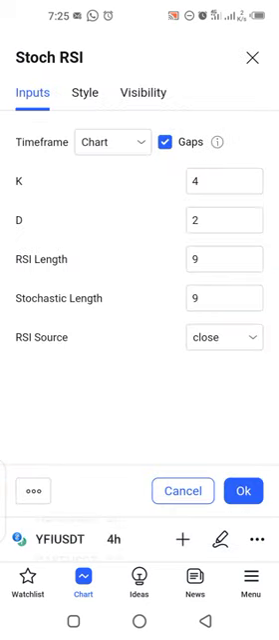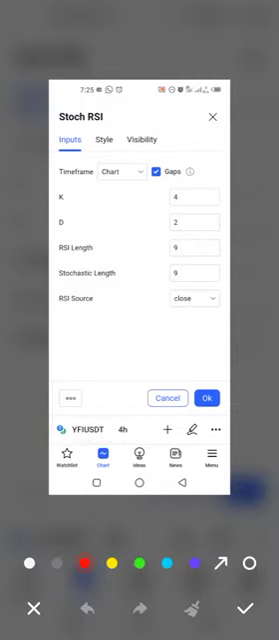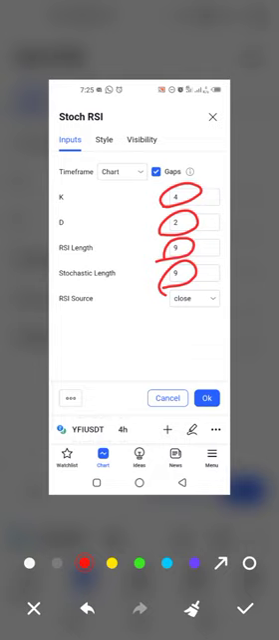The first part of setting up our indicator is to look at these basics. Here where you find a 3, you put a 4. Here where you find a 3, you put a 2. Here where you find a 14, you put a 9, and here where you find a 14, put a 9. That is our input. As simple as that.